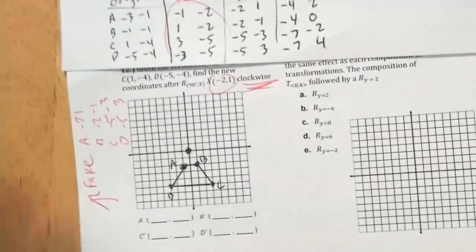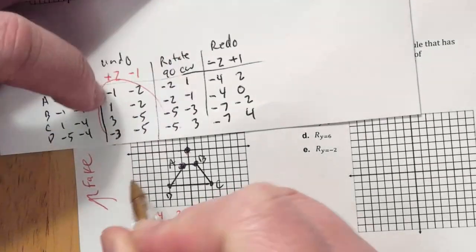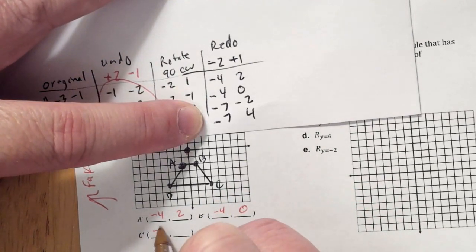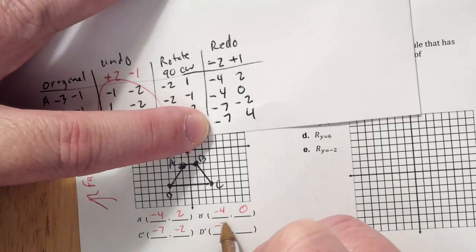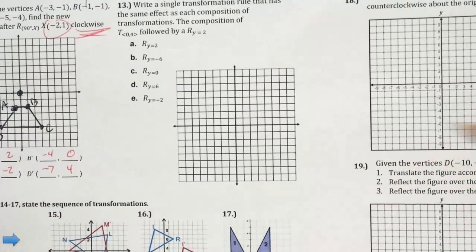All you have to do is write them down here. So our final answers were -4, 2. Our B, which is over here, is -4, 0. This is -7, -2, and -7, 4. So make sure you take the time to put those in the right spots. All right, now number 13.